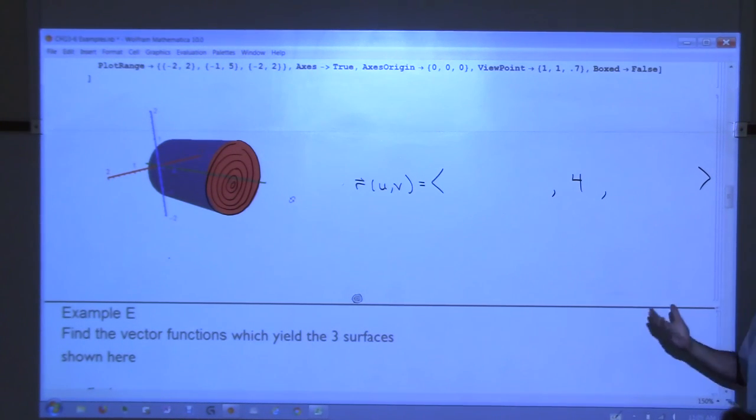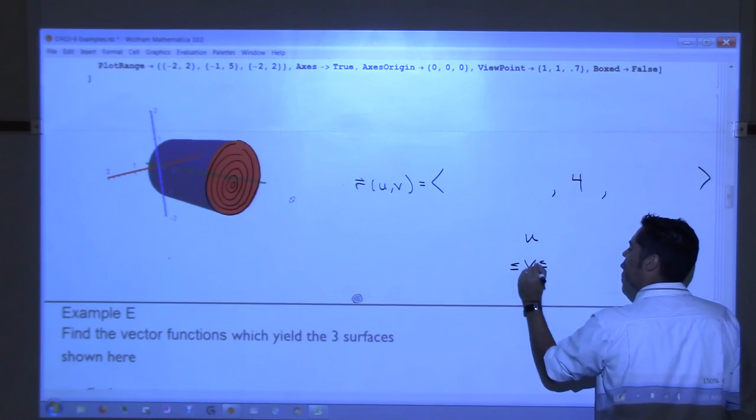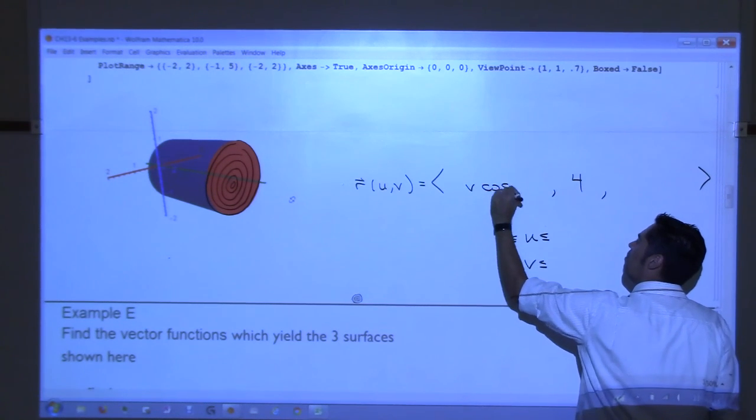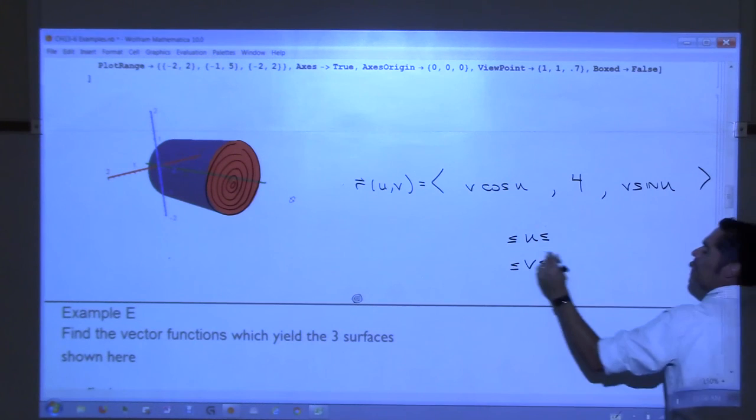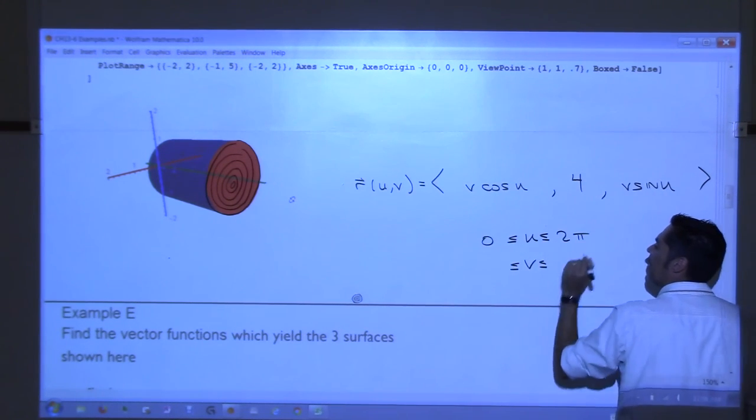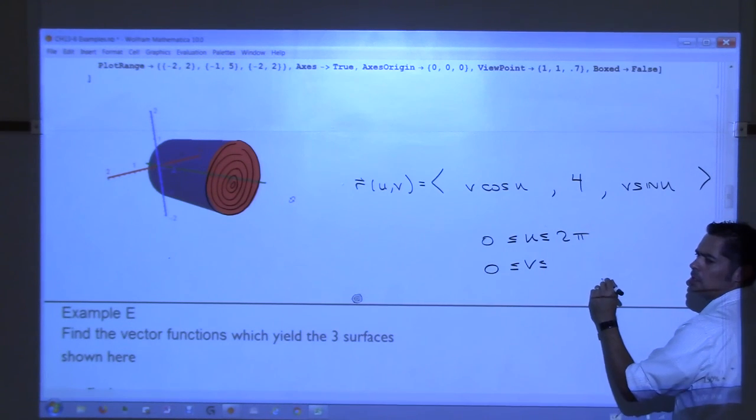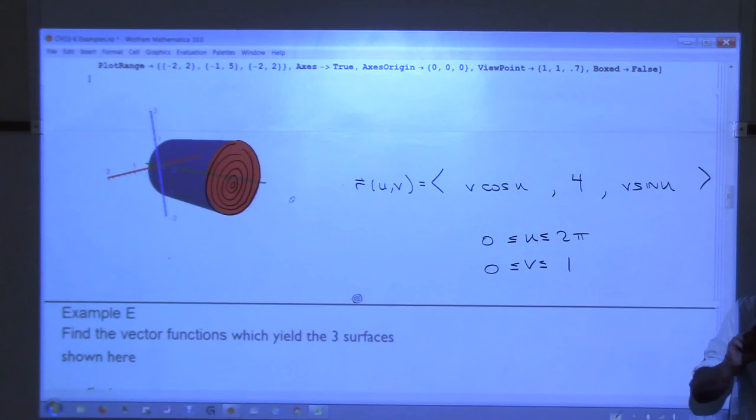But again, I have 2 variables to play with. So let me go u and v here. v cosine u, and then here, v sine u. u would go between 0 and 2 pi, and v would go between 0 and 1. v is the radius of the circle, right? And I want that to go between 0 and 1.